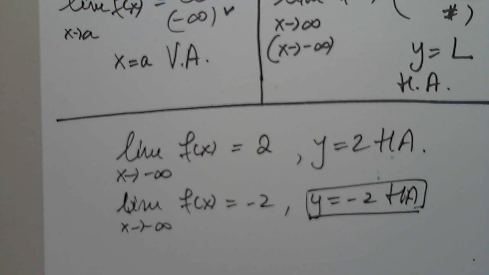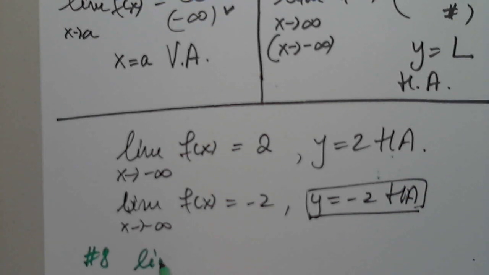We can do 8. We want to work on 8. Take me a second to copy it down. Make sure I copy it correctly. Limit as x approaches -8 of f of x equals -infinity.